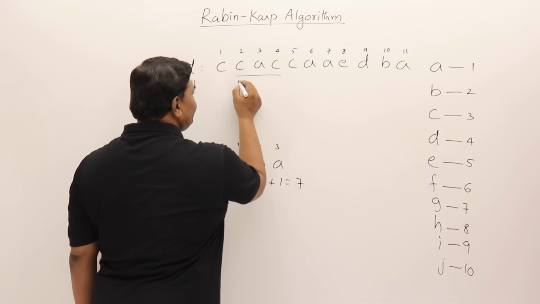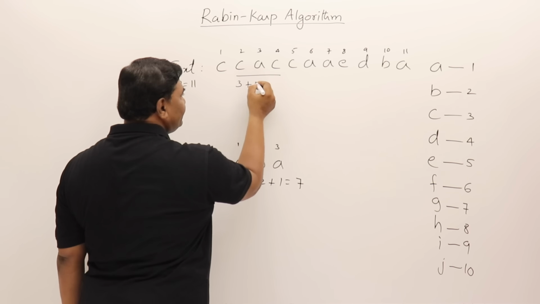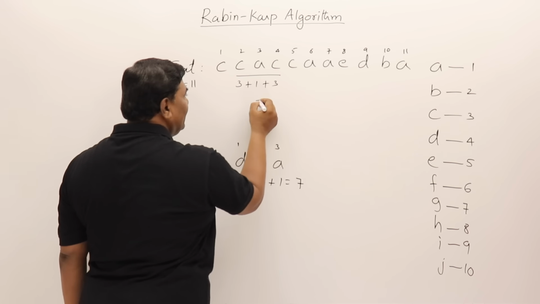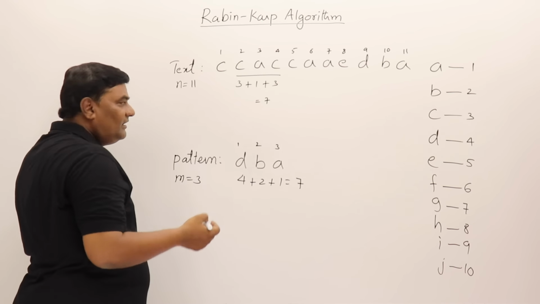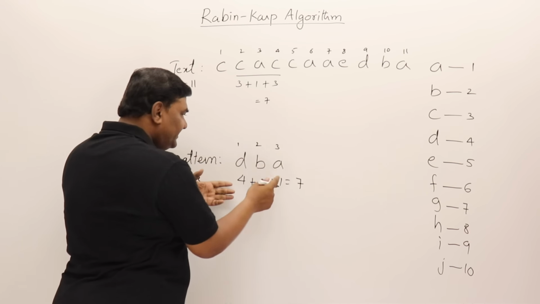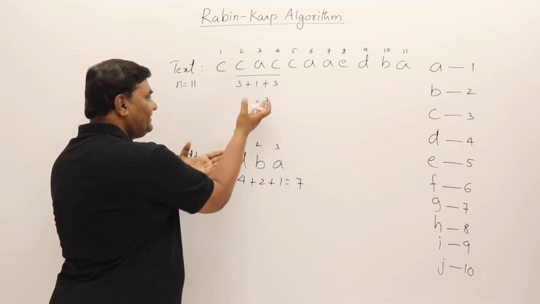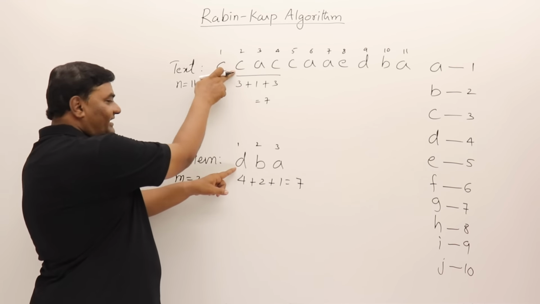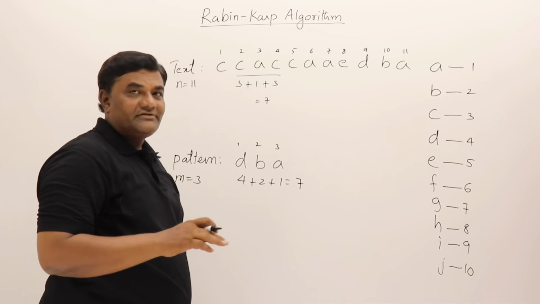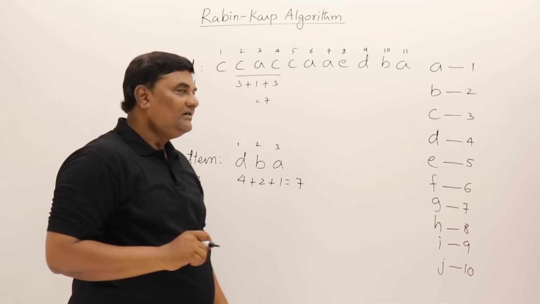Take next 3. So, this is 3 plus A is 1, then this is 3. Again 7. There is a match. So, it means there is a possibility of pattern here. So, compare this. C and D. No, they are not matching. So, no, it's not a pattern.